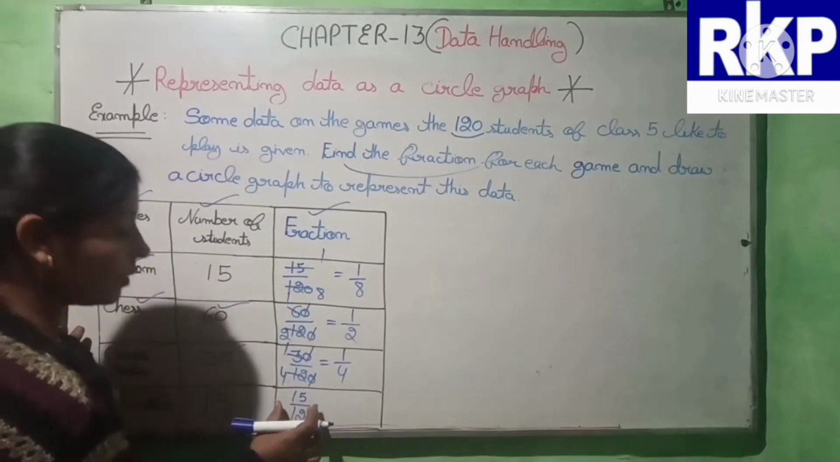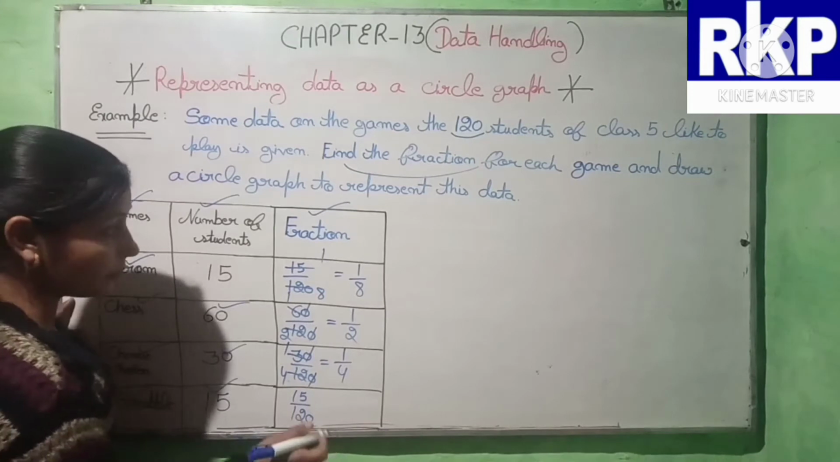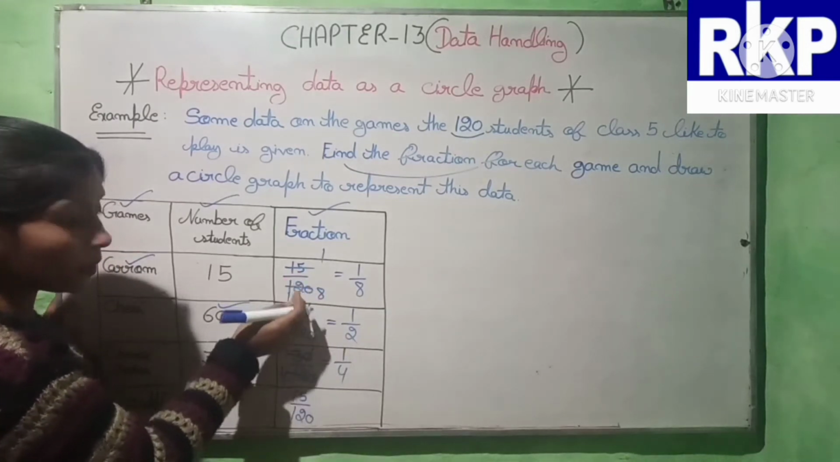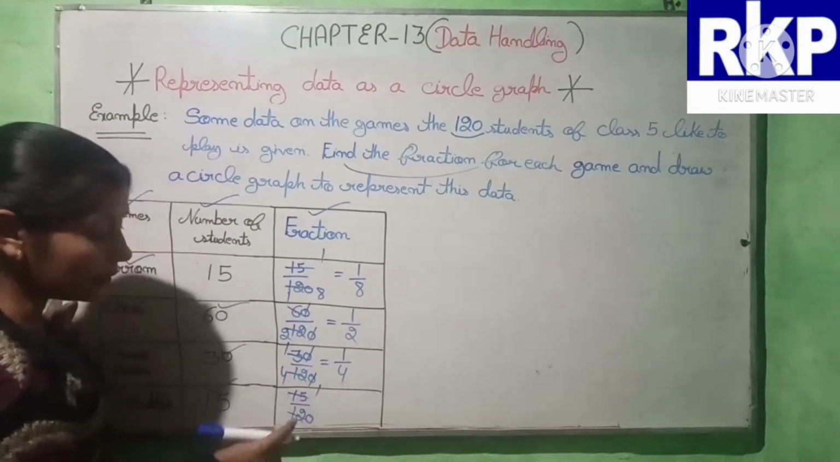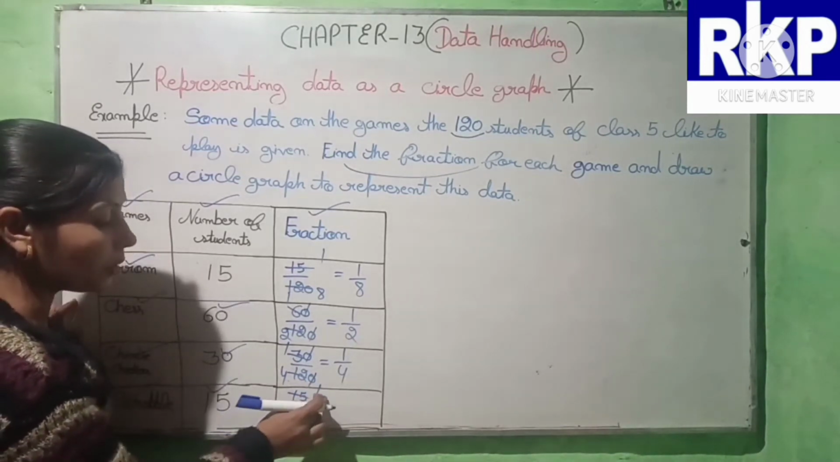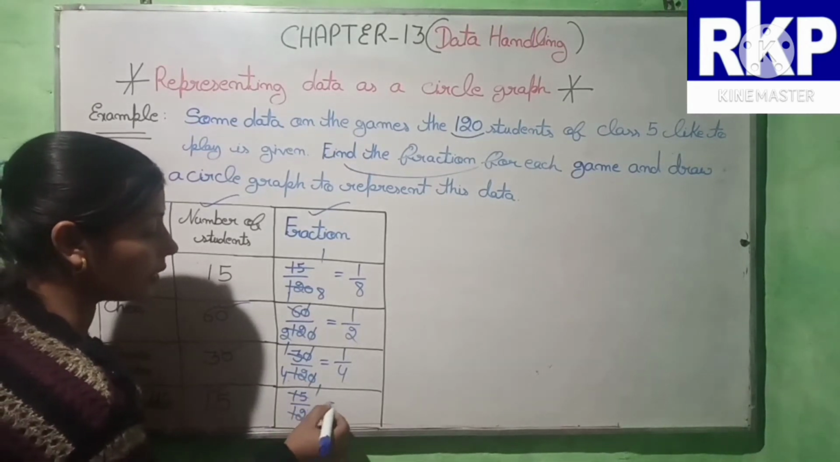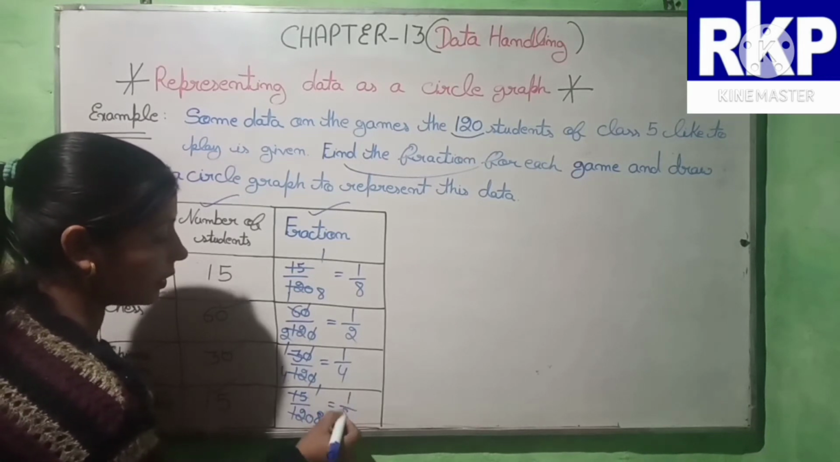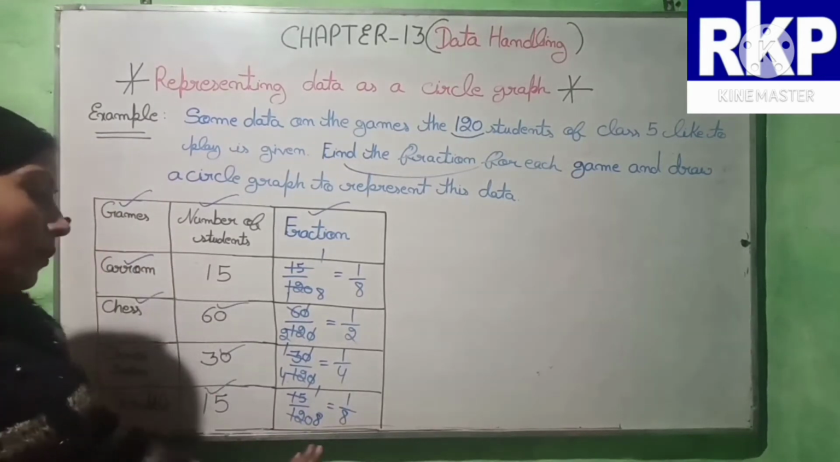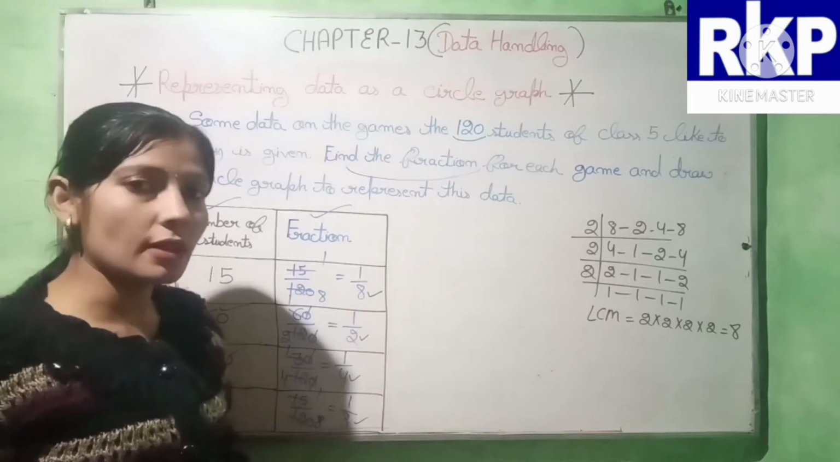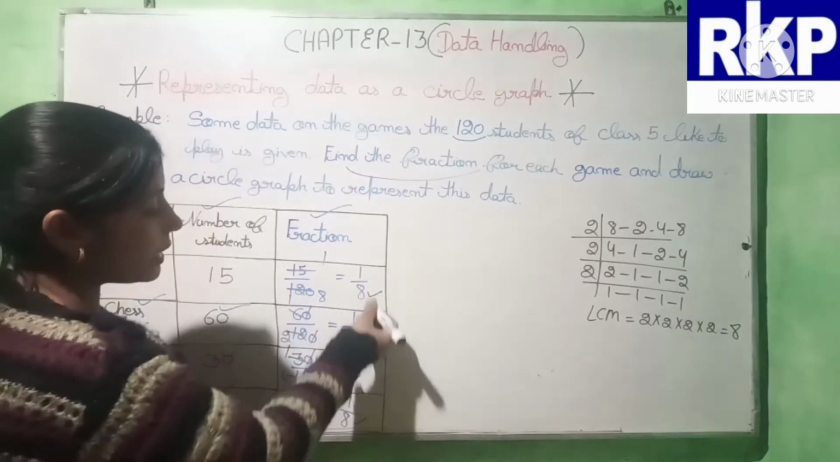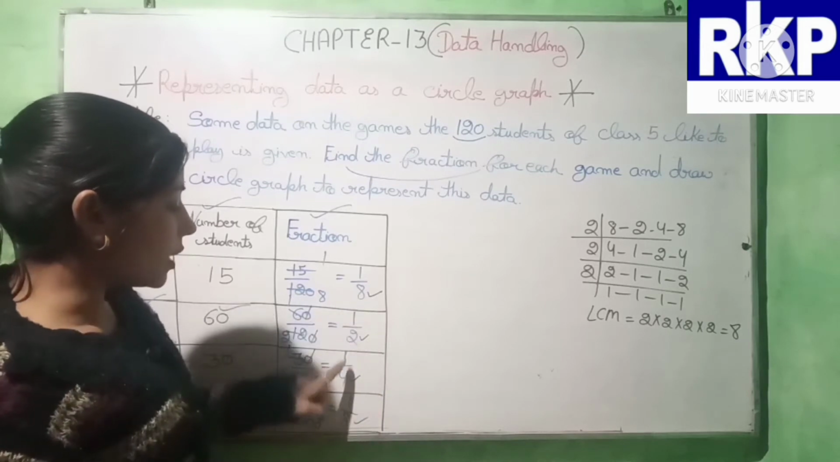Now 15 by 120. Again here also we have 15 by 120, so again we can divide it directly by 15. 15 times 1 is 15, 15 times 8 is 120. So 1 by 8 is the fraction. Now we have to represent these fractions in a circle graph. But here you can see denominators are not the same.